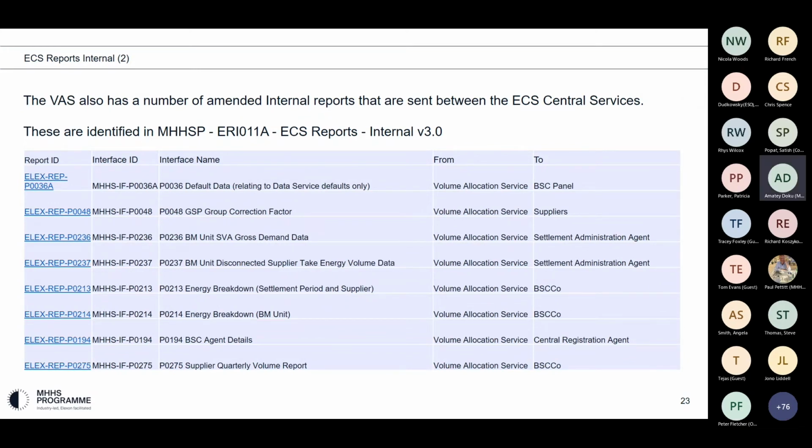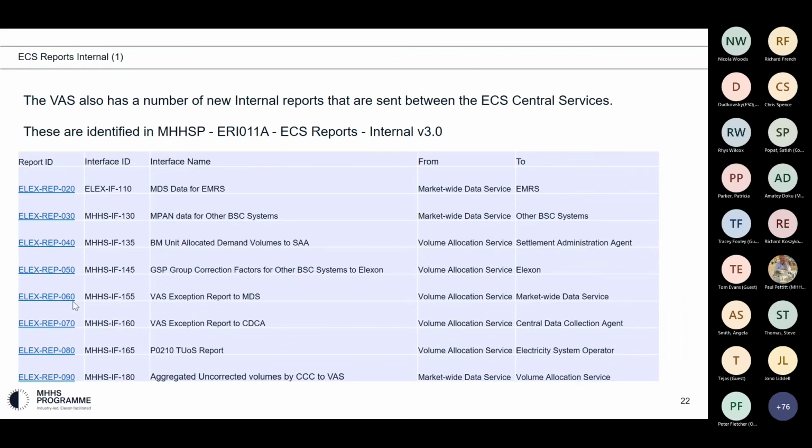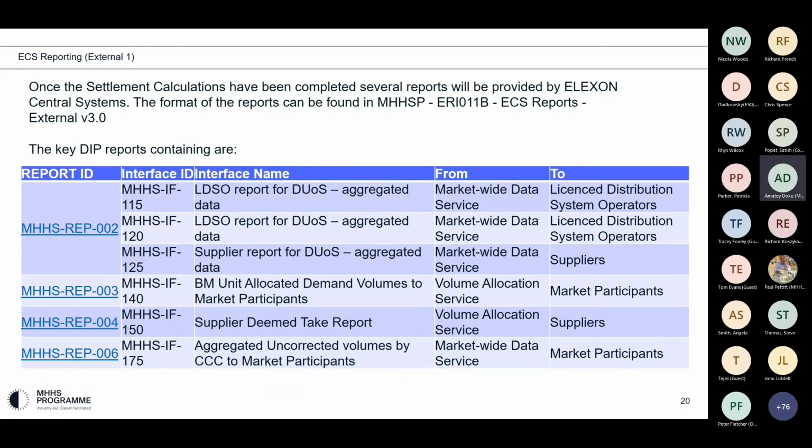We've got IF 150 and others do not appear on the current interface catalogue. Are the ECS interfaces held elsewhere? IF 150. That's right, yeah. So these are reports, and you will find these in this artifact here.